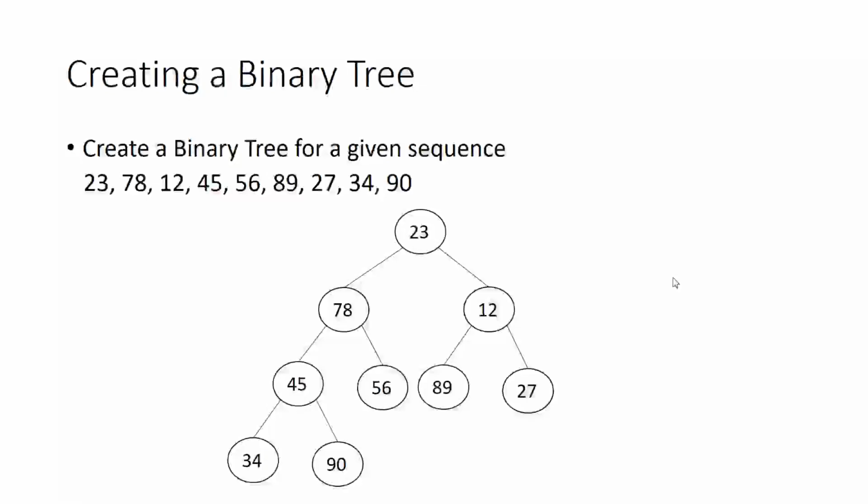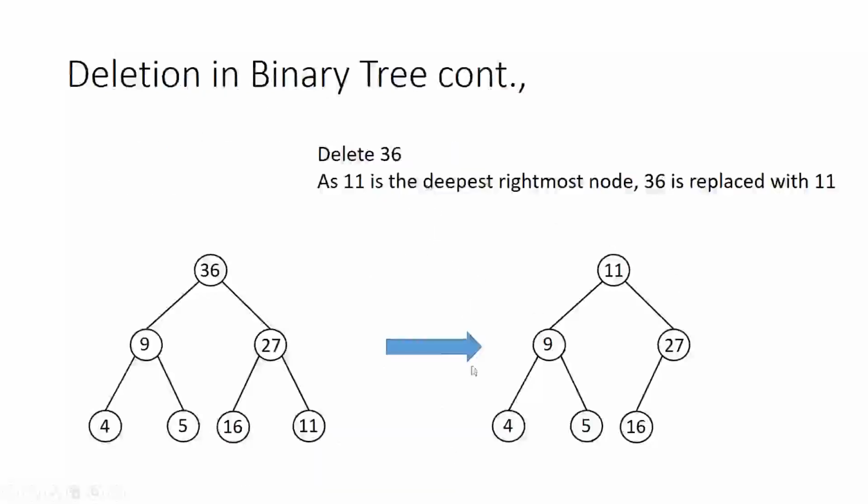So there is no problem. Let us see the deletion in the binary tree. So this is the given tree structure. Now what will happen? You are having the tree in this fashion.